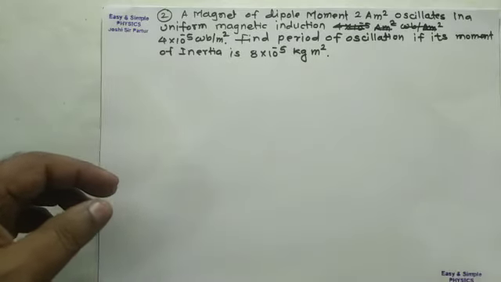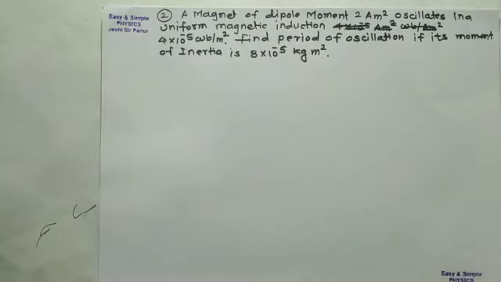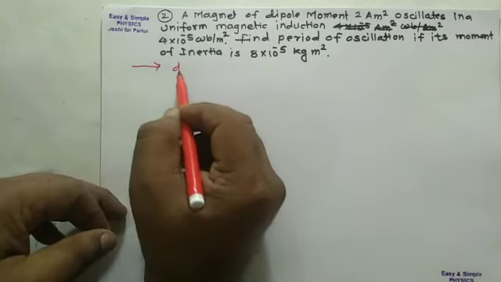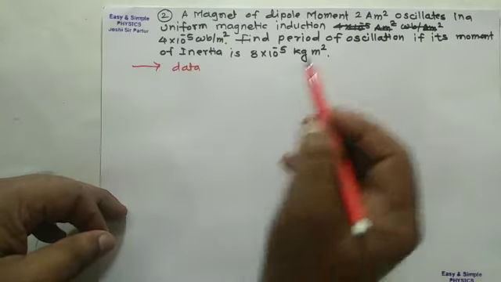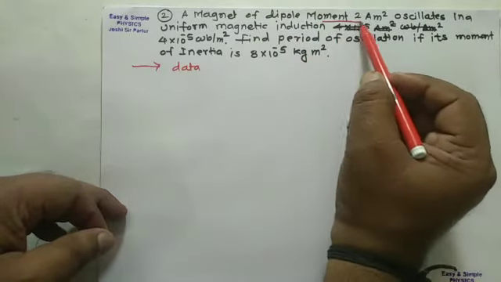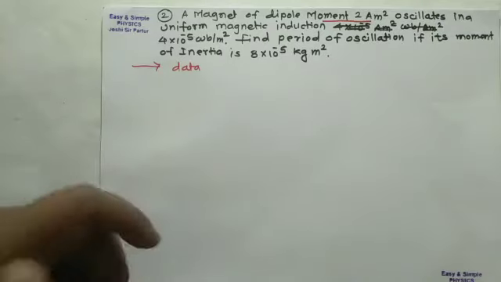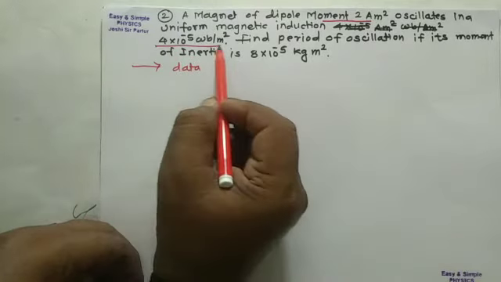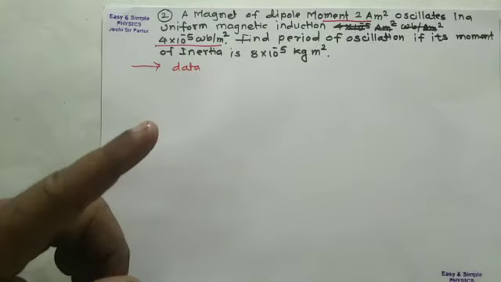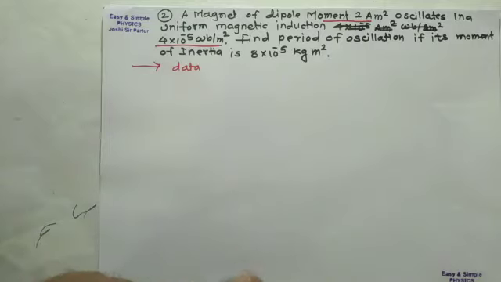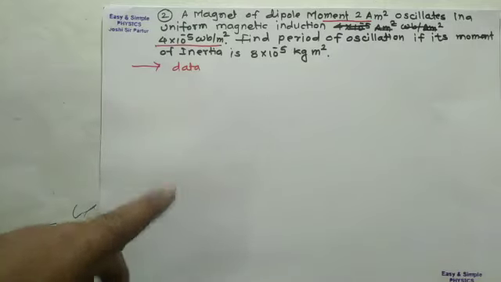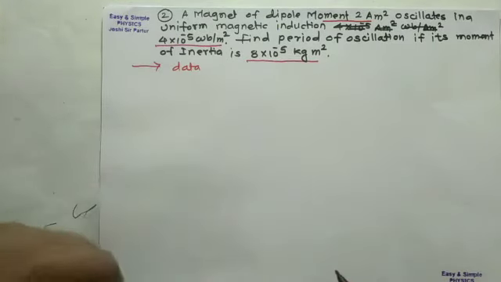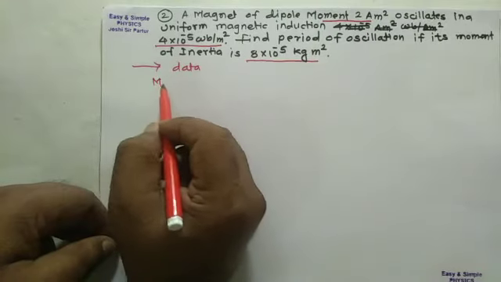Again, the second example is a magnet of dipole moment 2 ampere meter square that oscillates in a uniform magnetic field. Induction will be 4 into 10 to the power minus 5. Find the period of oscillation if its moment of inertia is 8 into 10 to the power minus 5 kg meter square. So first we can write the data.